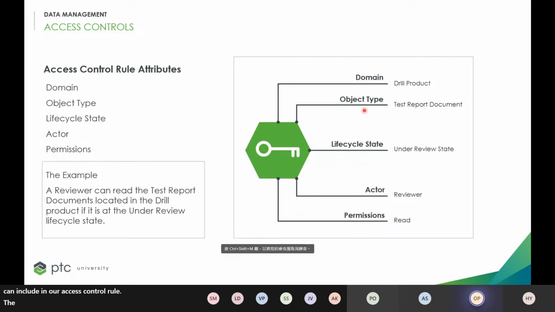The example in this list: this reviewer can read the test report document which is stored in the real product, in the state under review only. This is the rule that we specified. The reviewer will not have access, for example, while the document is released.